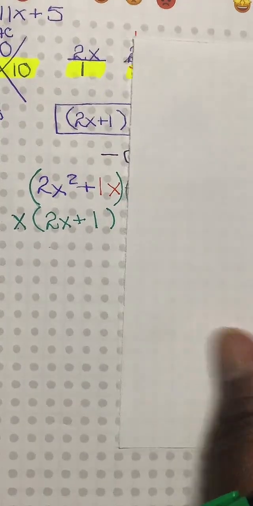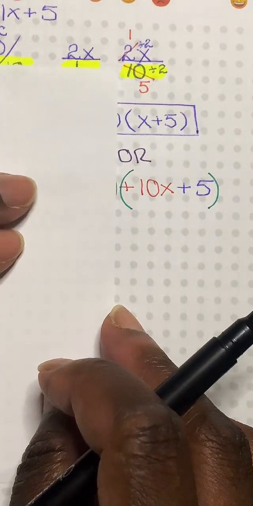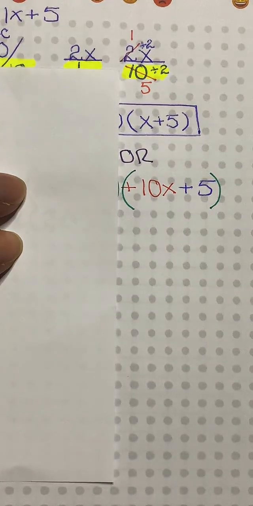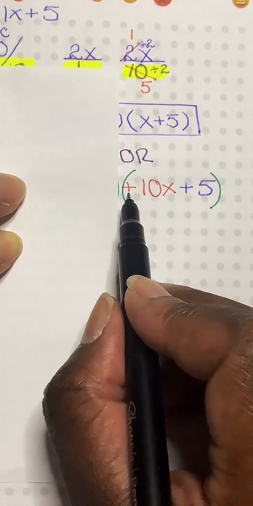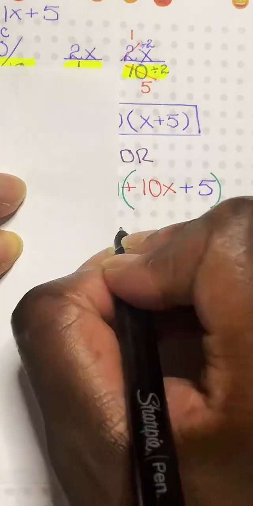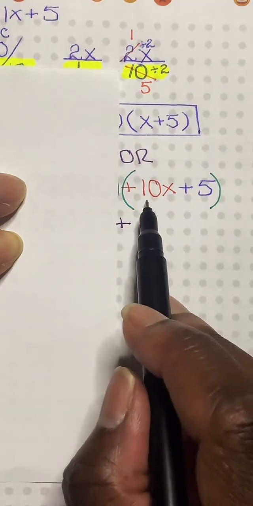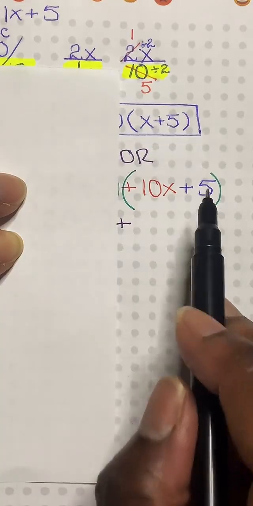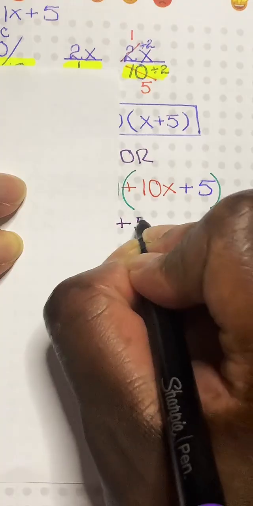Now I'm going to slide over here, and I'm going to look at the second parenthesis. Since my leading coefficient inside this parenthesis is a plus, I'm going to bring down the plus sign. But what does 10 and 5 have in common? Good. So I'm going to pull out a 5.